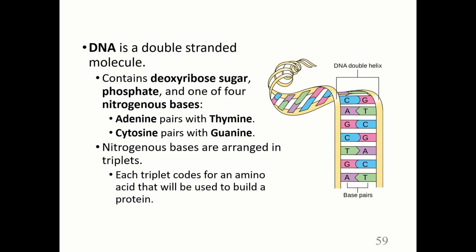Nitrogenous bases are arranged in triplets. Each triplet codes for an amino acid that will be used to build a protein.